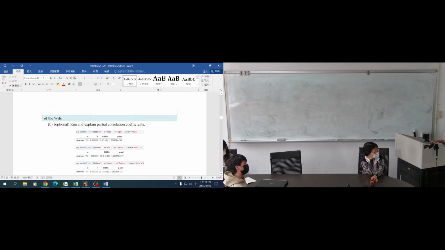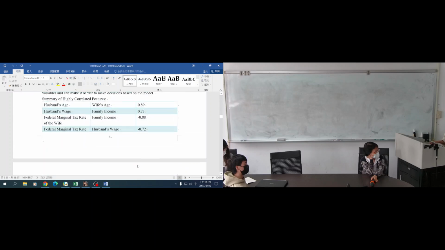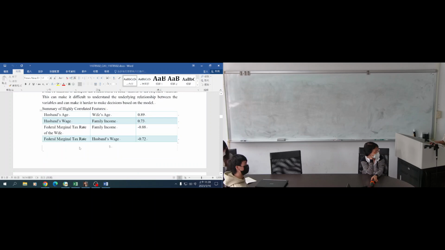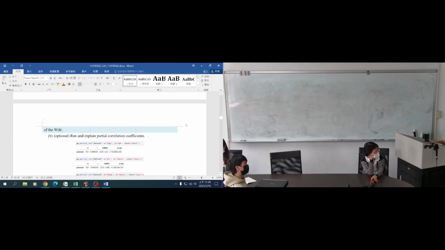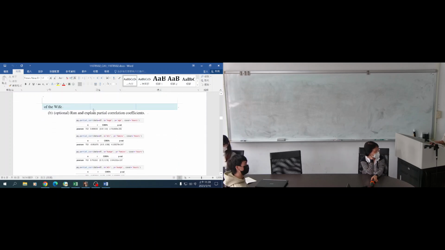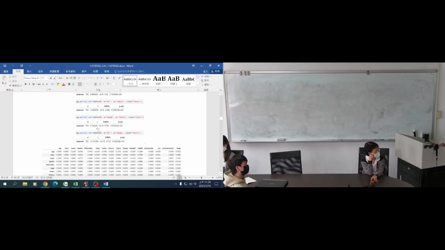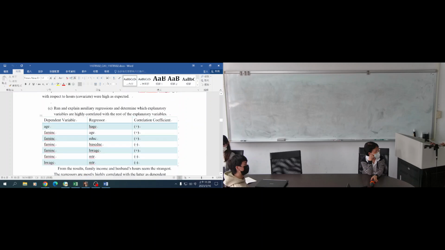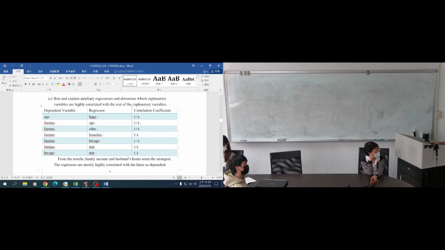And then for letter B, run and explain partial correlation coefficients. I have run it using this one, and I have focused on these four, and the covariate here is ours only. We can see that the coefficient is high, as expected. And then for letter C, run and explain auxiliary regressions.